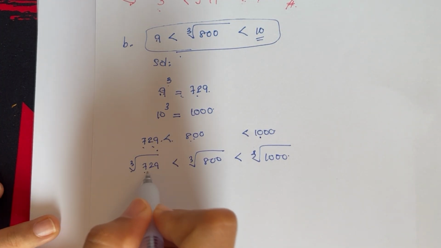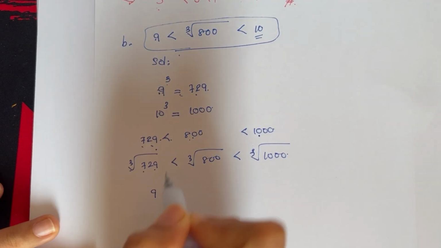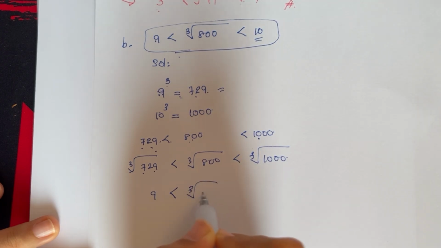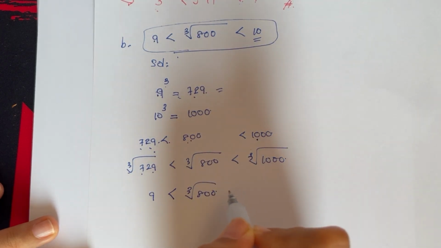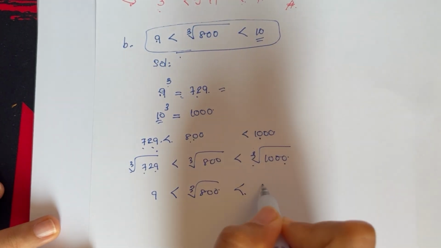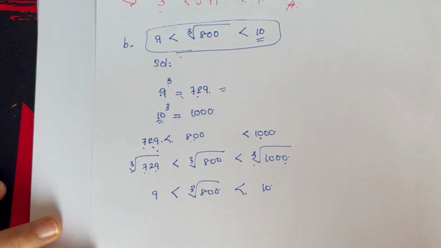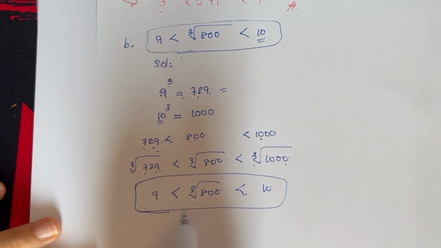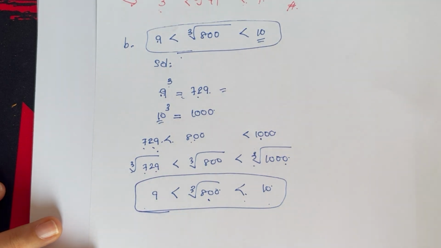The cube root of 729 is equal to 9, because from here. And the cube root of 800, I will not change, just put it like that. And the cube root of 1000 is equal to 10. So it is correct. 9 less than the cube root of 800 less than 10.